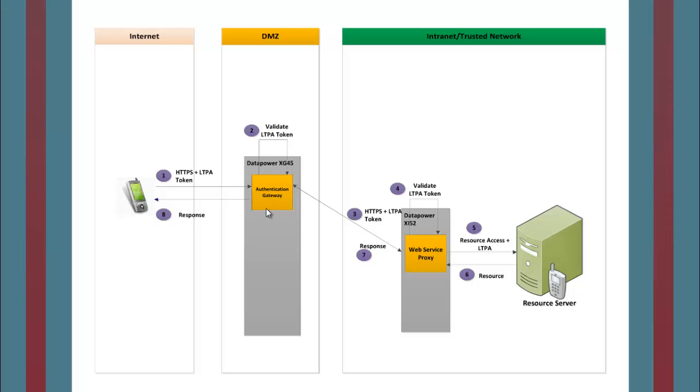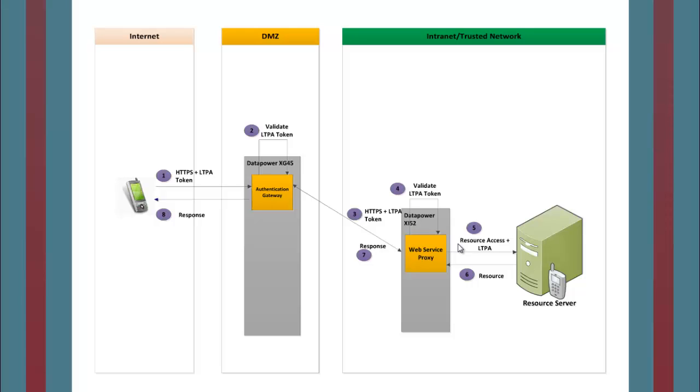So XG45 works as an XML gateway. It has all the security capabilities and threat protection. So it is the primary device which interfaces with the end clients present on the internet. Clients connect to the XG45 boxes via several kinds of objects. I have just used an authentication gateway for that. And once the authentication and everything is complete, the request is forwarded to another Datapower box, which is the XI52 box.